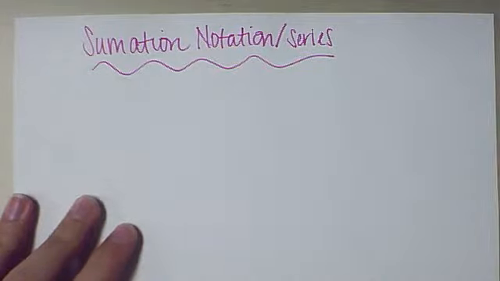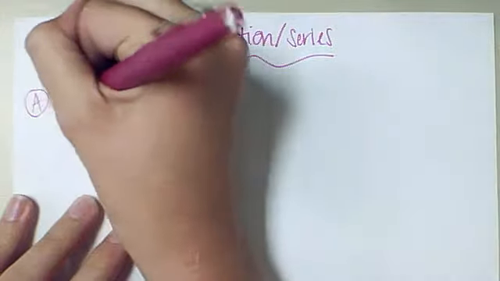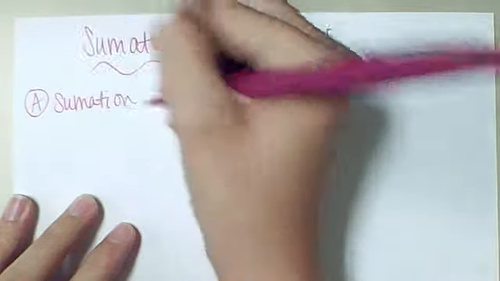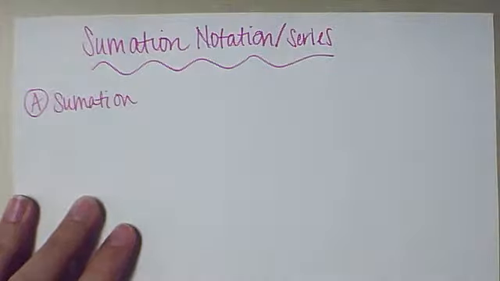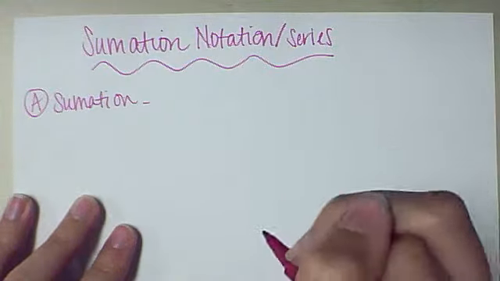Today's pre-cal lesson is about summation notation and series. Part A, let's talk about summation, which makes sense. It comes from the root word of sum. That's to sum a bunch of pieces of a sequence.